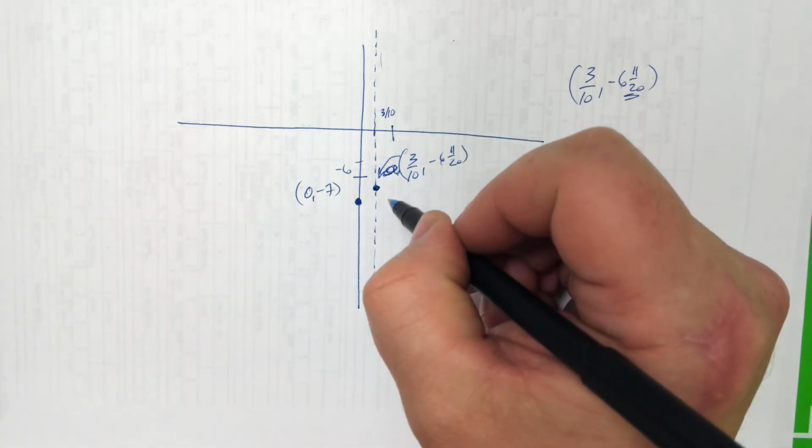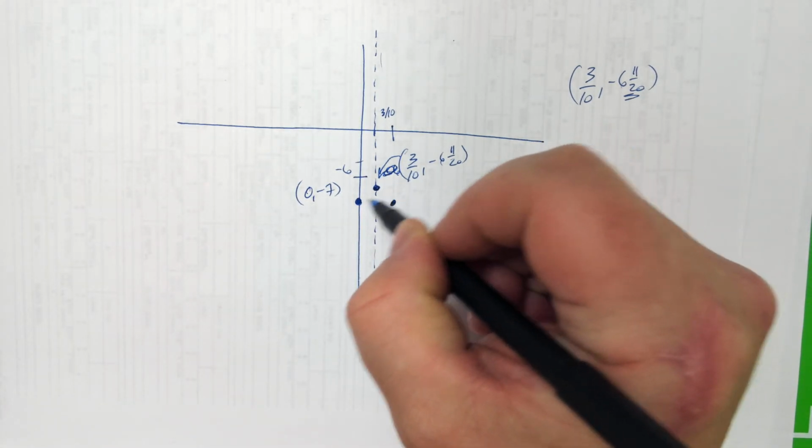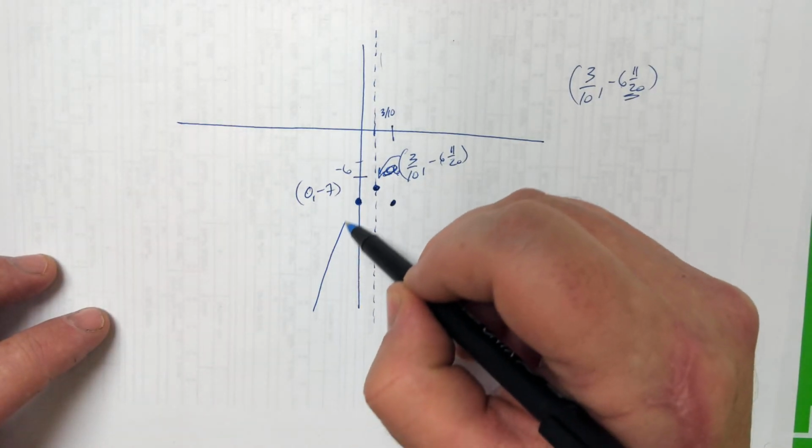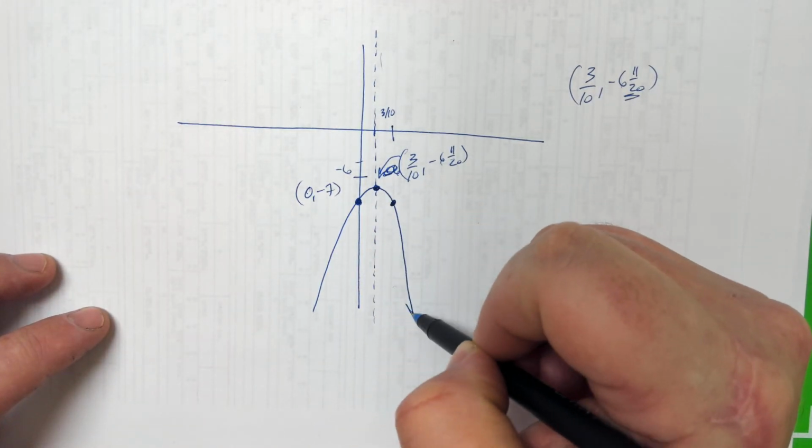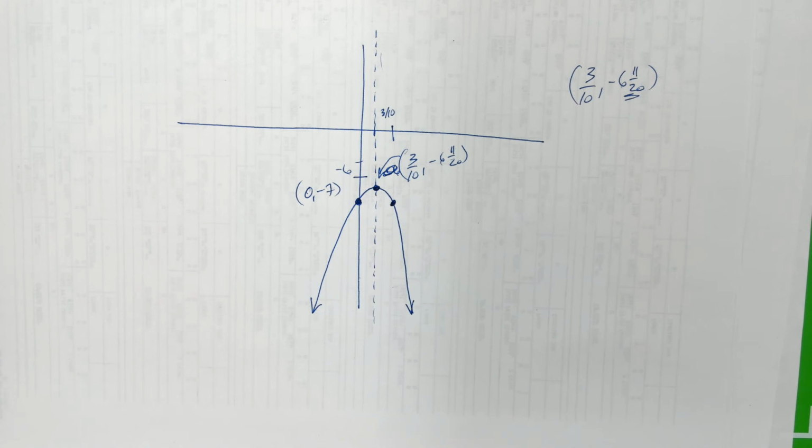So our line of symmetry tells me I got another point like that, and then draw your graph, and you're done. That's it.